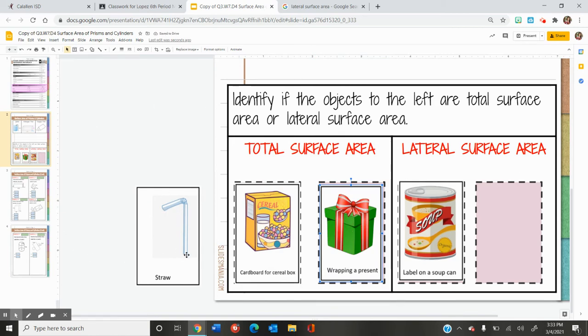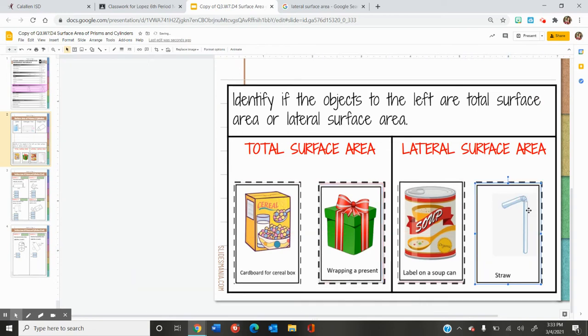So on a straw, if you think about whenever you have used a straw, the top of the straw and the bottom of the straw are open. So the only thing that we would measure on a straw would be the lateral surface area, which would be just around the straw. But let's go ahead and look at a few examples.